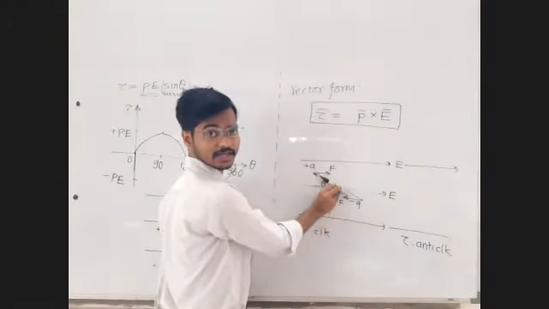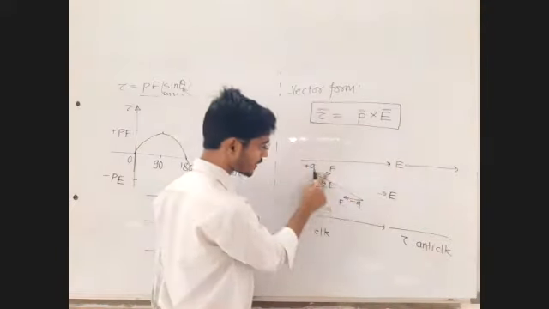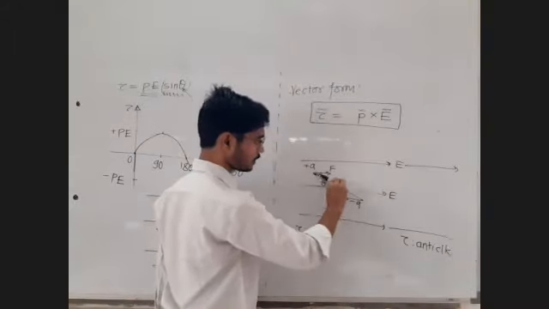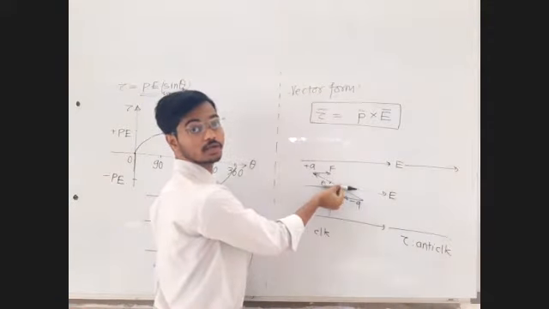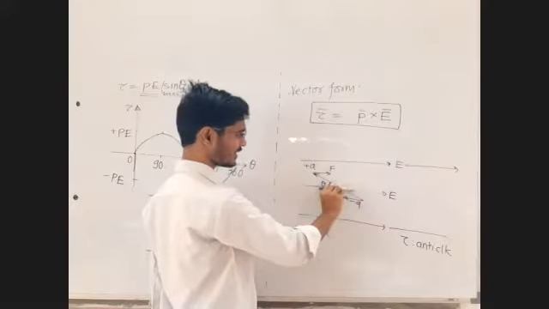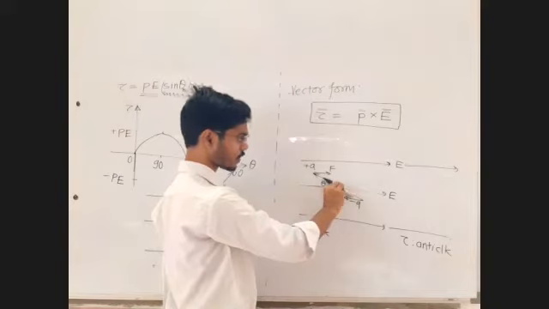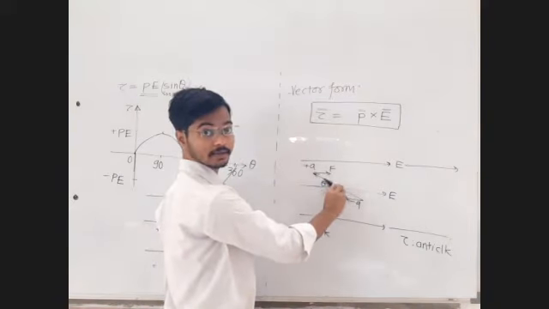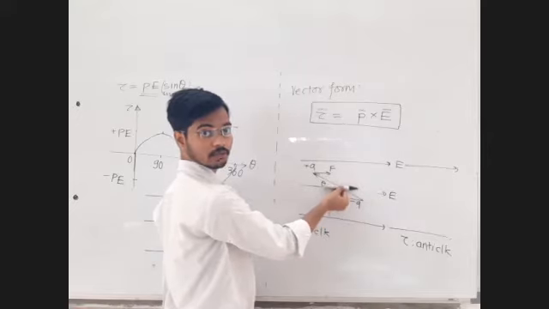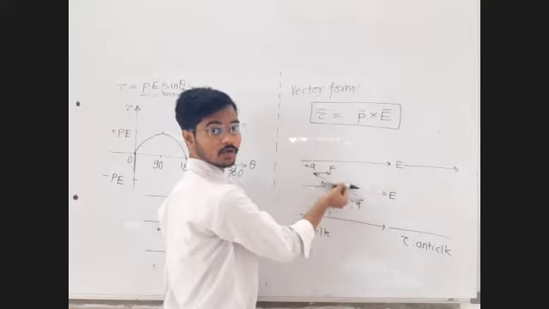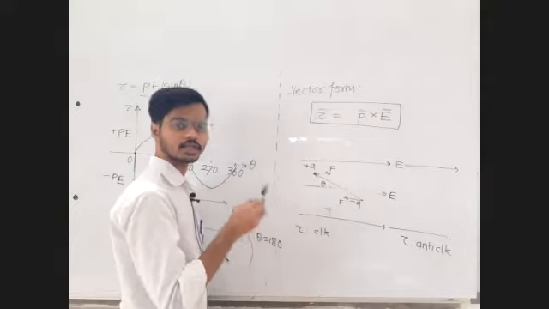I displaced it slightly and just I left it. It will be experiencing the clockwise torque because of these two forces. It will be rotated clockwise and it will be again brought to theta equal to 0. So theta equal to 180 is the equilibrium position. But if you displace the dipole from that position, it will not come back. It will keep on displacing, and ultimately it will align for theta equal to 0. So dipole will ultimately get aligned in the direction of electric field.